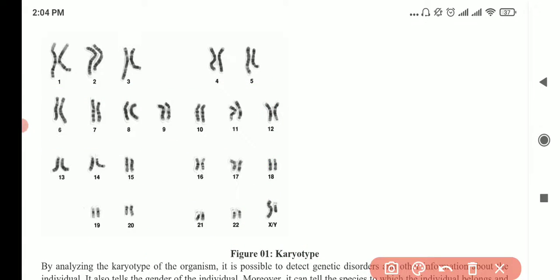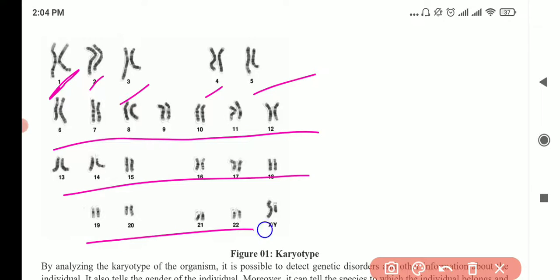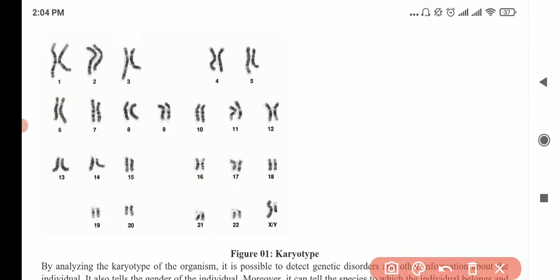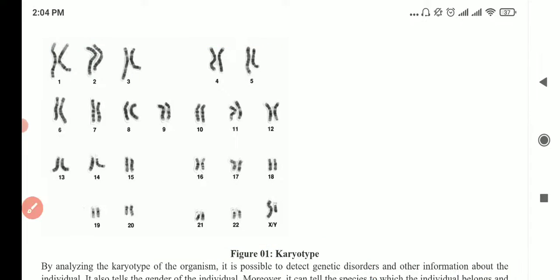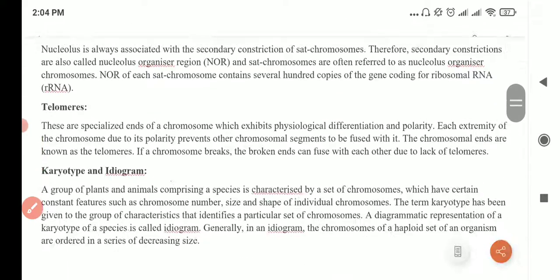So chromosome 1 is arranged with its pair, 2 is arranged with its pair, 3 also with its own pair, 4 and 5, and so on. He has arranged them according to their size, shape, and structure. He must have observed how they pair properly during meiosis or mitosis, and then he could arrange them. This arrangement is known as your karyotype or karyogram. Let's see what they have written.